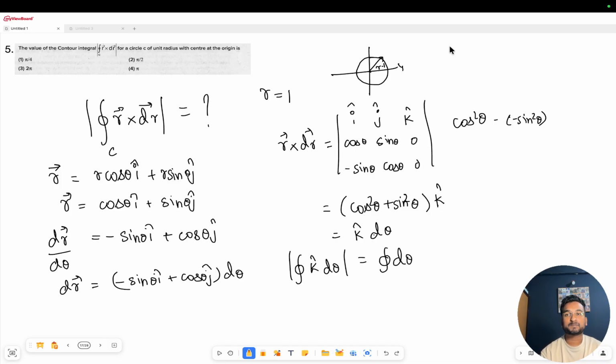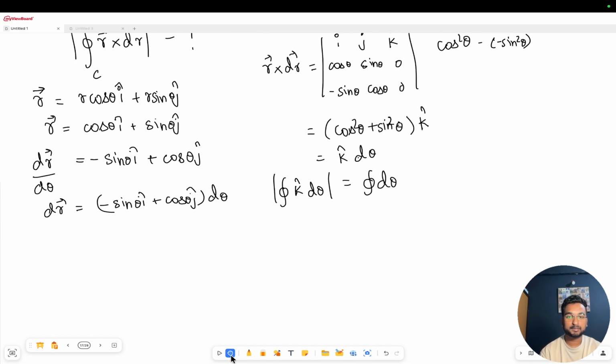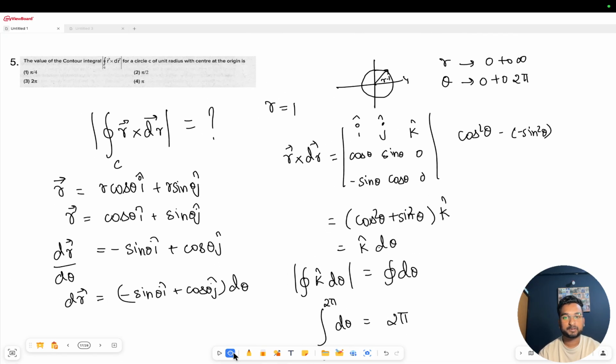In spherical coordinates r goes from 0 to infinity, but in polar coordinates theta is from 0 to 2 pi. So you get the solution as the integral from 0 to 2 pi of d theta. So you will get the answer as 2 pi. So option number 3 is the correct answer.